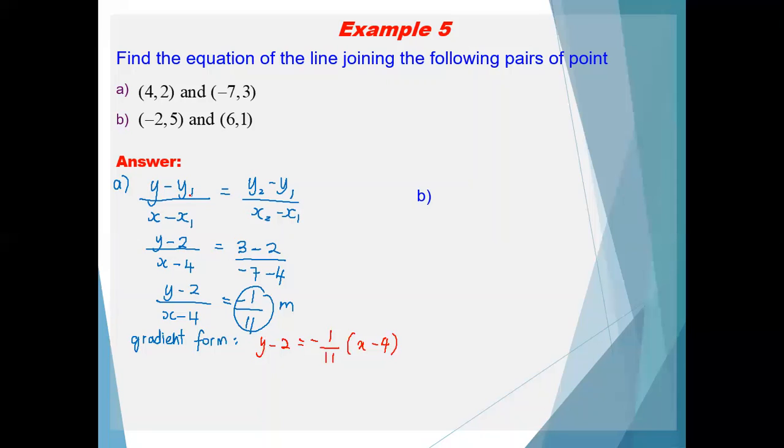Dia actually kalau awak pakai point dia adalah, okay, kalau kat sini awak pakai point dia negative 7, 3 pun akan dapat jawapan yang sama. So sekarang saya pakai 4, 2 sebab saya nak elakkan negative value here. Okay, kalau awak nak pakai point negative 7, 3 pun you will get the same answer, don't worry. Okay, so macam mana? This is a gradient form lah. Okay, gradient form.